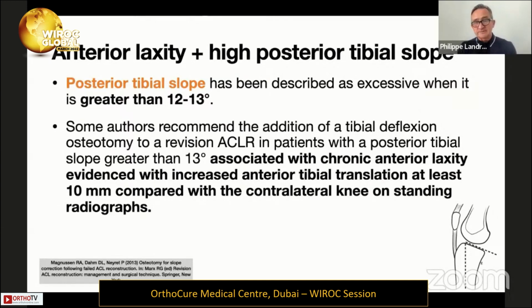And some authors, particularly the French Lyon School, recommend the addition of a tibial deflection osteotomy to a revision ACL reconstruction when the patient has a posterior tibial slope greater than 13 degrees, not only when it's greater than 30 degrees, but when it's associated with increased anterior tibial translation, at least 10 millimeter on the radiograph or on the GNRB or KT 1000 or 2000 when you have the opportunity to use this kind of thing.